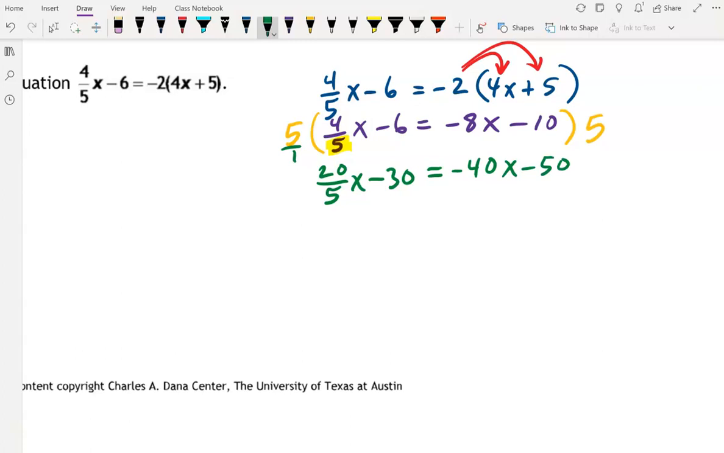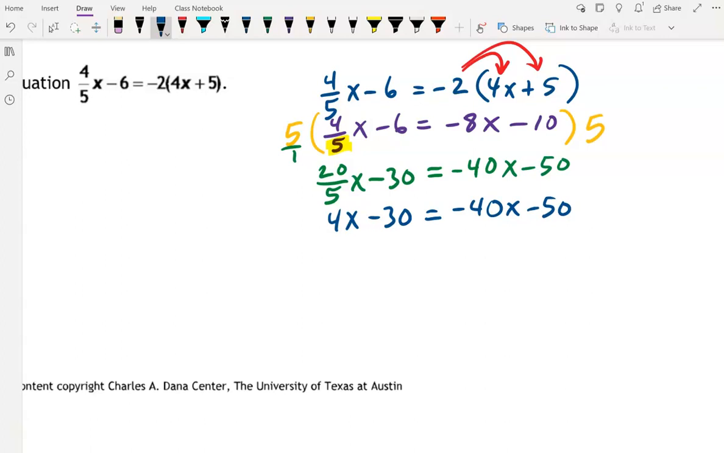Okay, well, you're saying, well, the fraction's not gone yet. Well, no, it's not, but it's about as gone as it can be because this fraction is a division question. 20 divided by 5 is 4x. Now it's officially gone, and I just copy everything else down. So now I've got 4x minus 30 equals 40x minus 50. And it's the same equation as what I had up here before I multiplied everything by that common denominator, but now I don't have any fractions to deal with, and that's a nice thing.